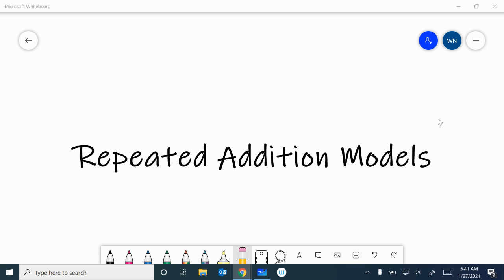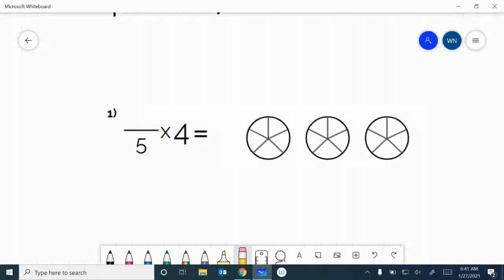Today we're going to be working with repeated addition models with fraction multiplication. So make sure you have your note page ready and a few colored pencils. I would suggest at least 2 colors, 5 at the most is what you're going to need today. Let's go ahead and jump in.